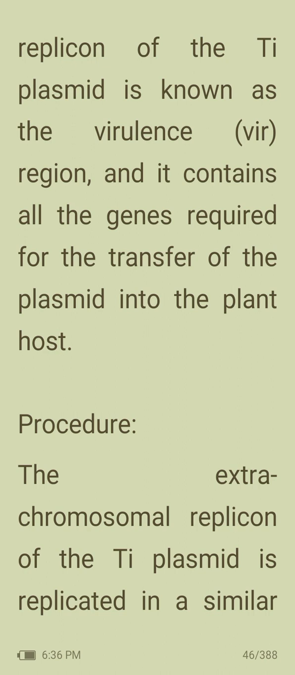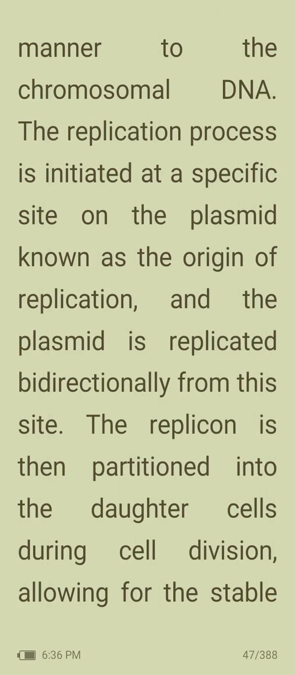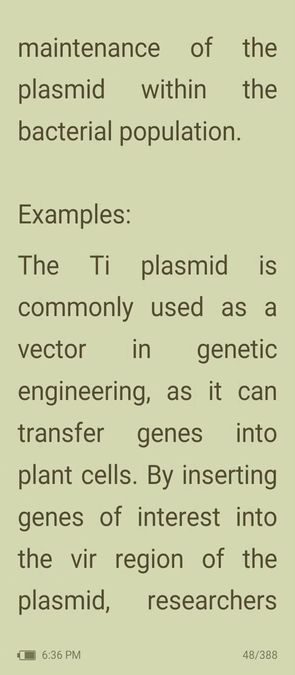So, procedure: the extrachromosomal replicon of the Ti plasmid is replicated in a similar manner to the chromosomal DNA. The replication process is initiated at a specific site on the plasmid known as the origin of replication, and the plasmid is replicated bidirectionally from the site. The replicon is then partitioned into the daughter cells during cell division, allowing for the stable maintenance of the plasmid within the bacterial population.